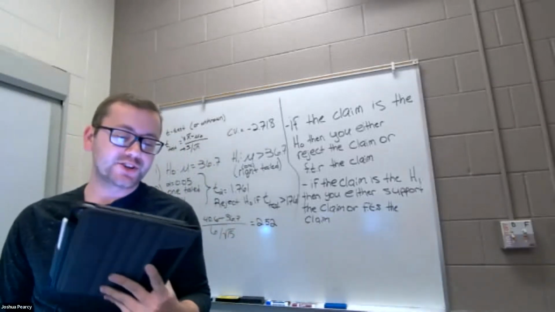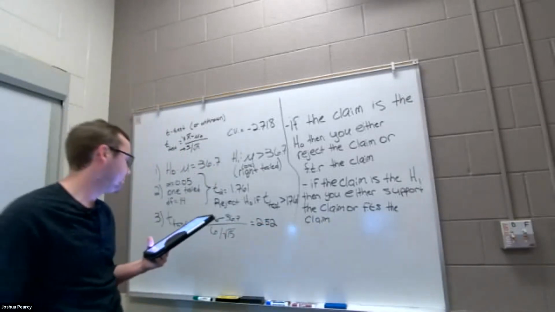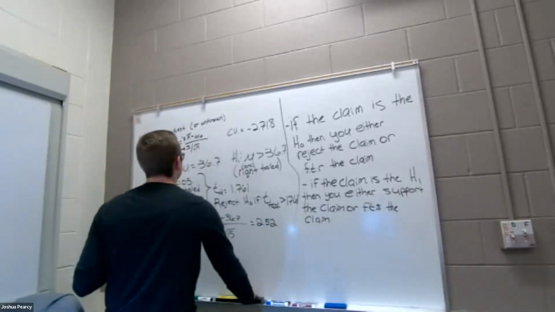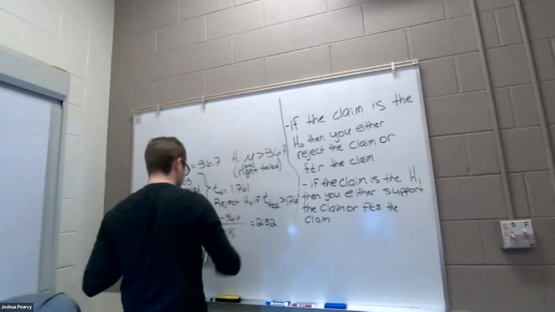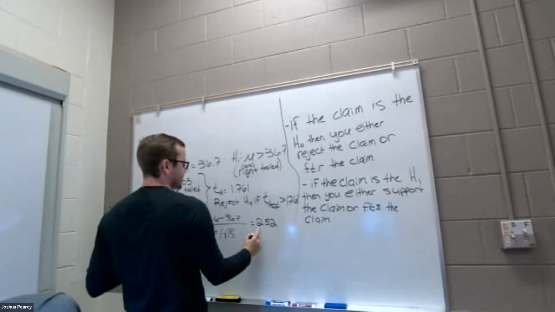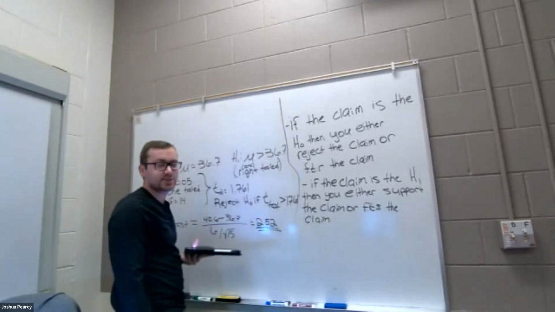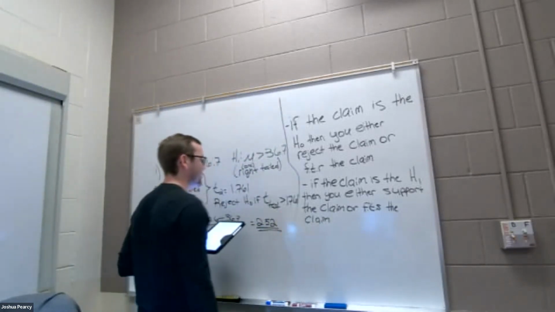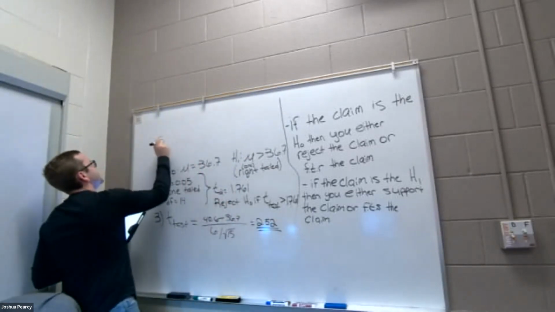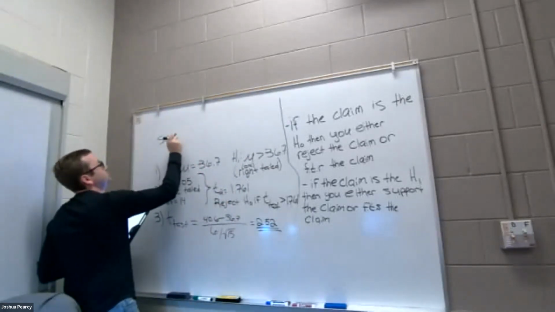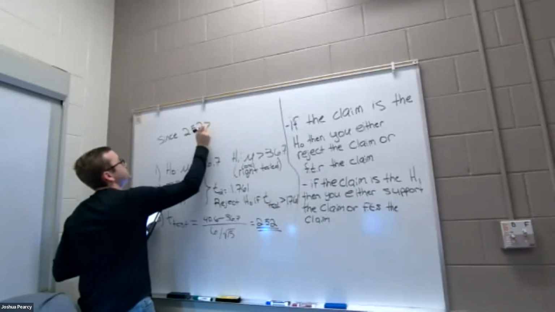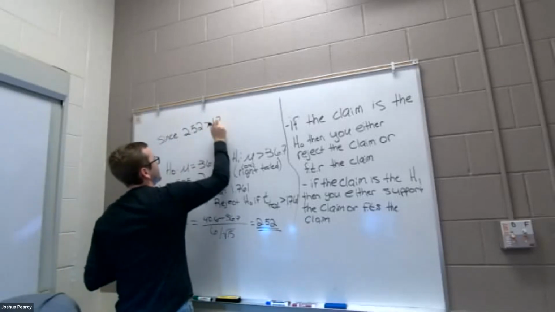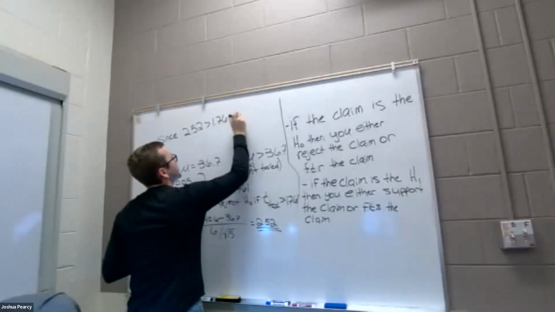Then part 4, reach conclusion and make your interpretation. What is the conclusion? The test statistic you computed is obviously greater than the critical value. Since 2.52 is greater than 1.761, reject the null hypothesis.